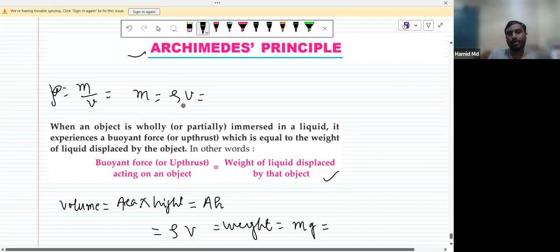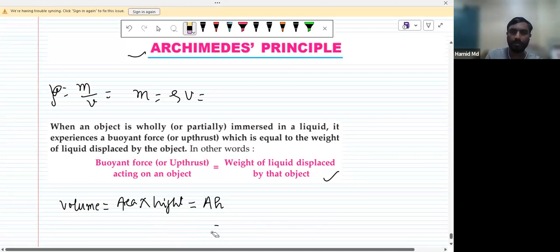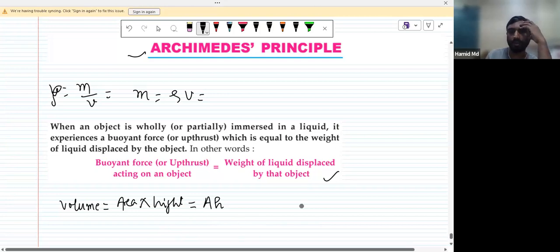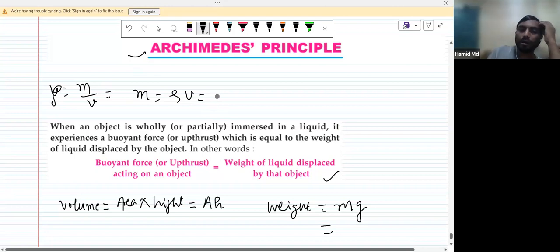So finished. Let me give you some explanation of these statements. I will write in front of you. Actually, it's not part of your syllabus, but as you are intelligent students, I have to give you some extra knowledge. So what is weight? It is m into g, right? This is weight. What is mass over here? Rho into V.